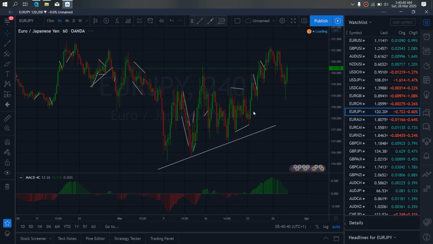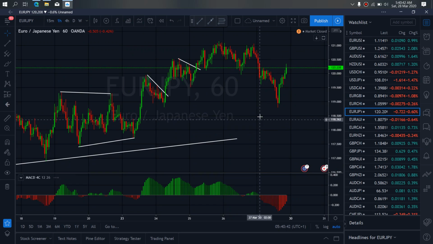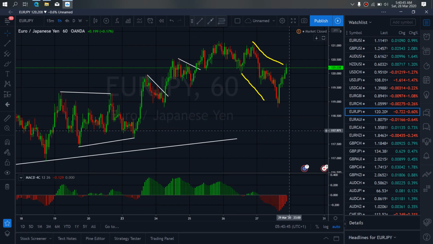If we zoom to the 1-hour time frame on Euro Yen, right now this has the potential of being a running flat of its own, and then we expect more drops to come.